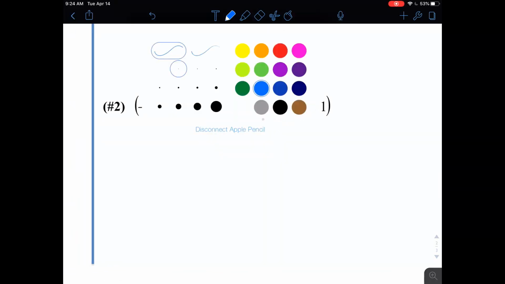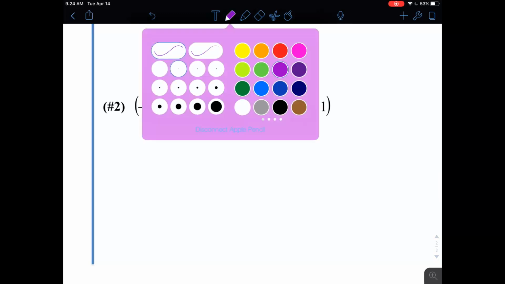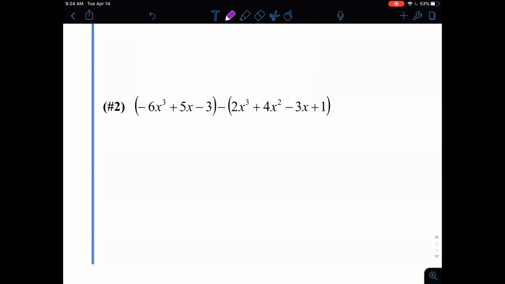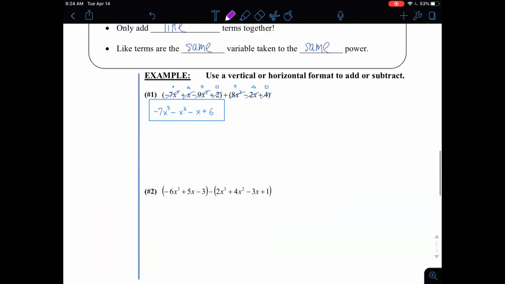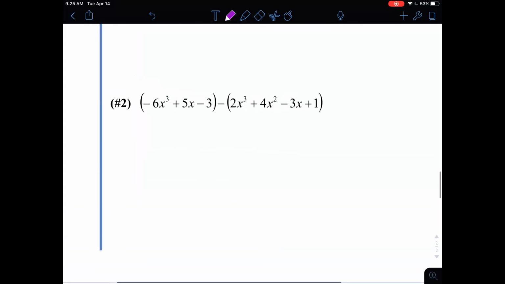Okay, so number 2. So first thing we want to ask in our rules here, is there any subtraction happening in between these polynomials? Do you guys see any subtraction happening right here? I do. I see subtraction. So what I'm going to do is I'm going to change this to addition. And then I'm going to change all the signs of this right-hand polynomial over here, okay?